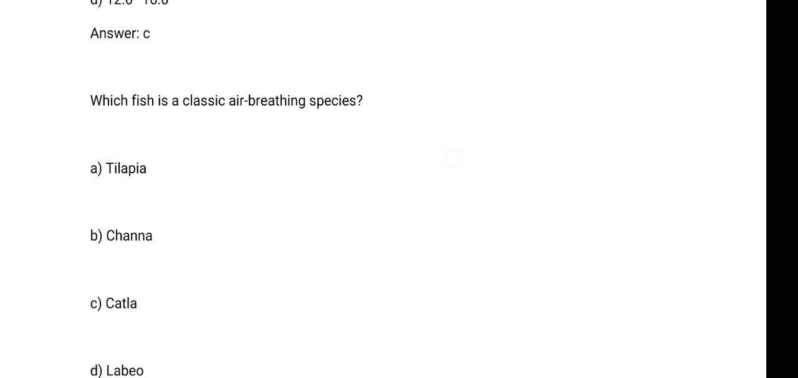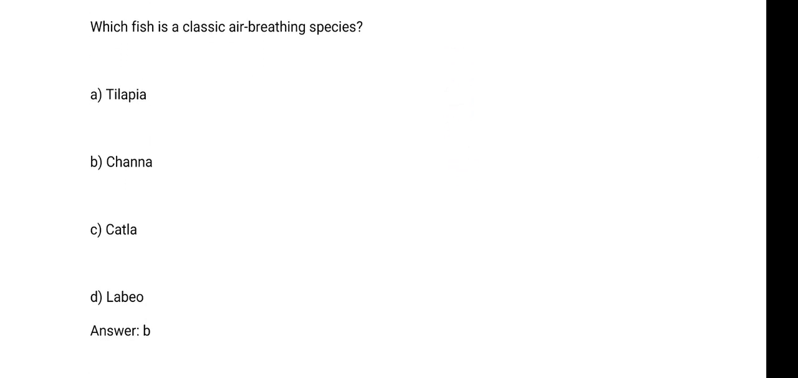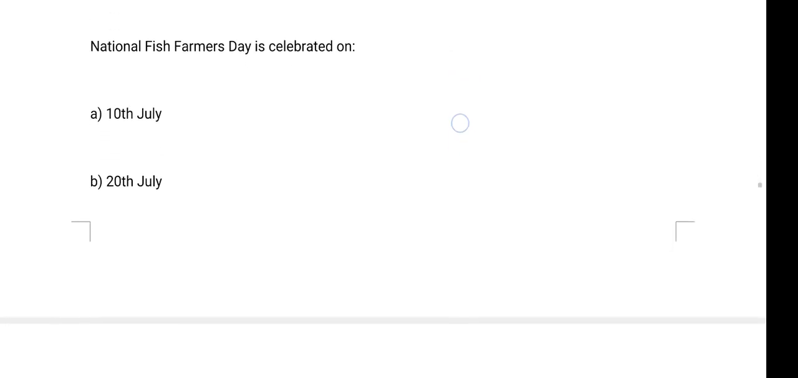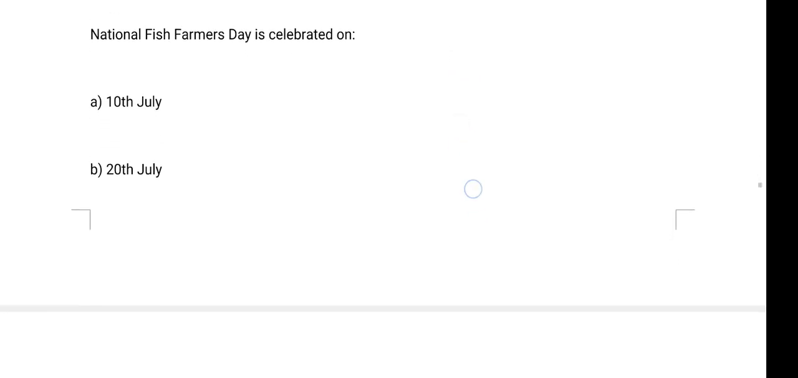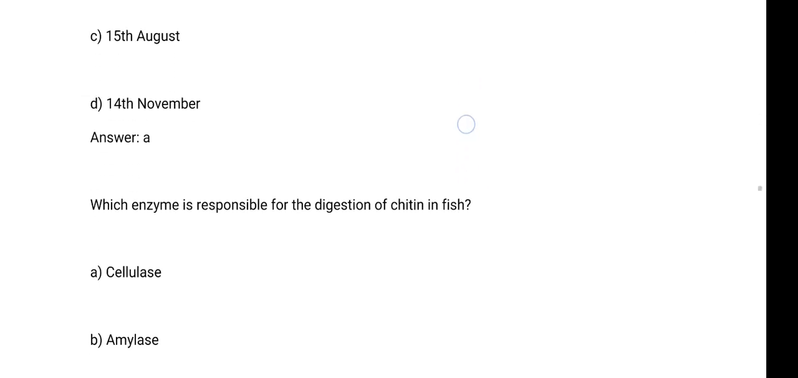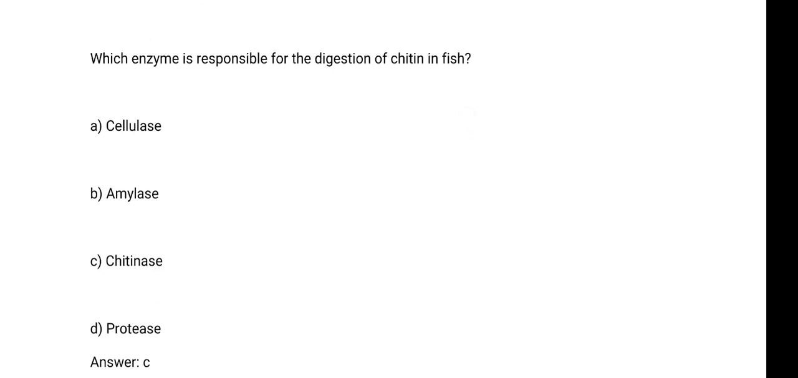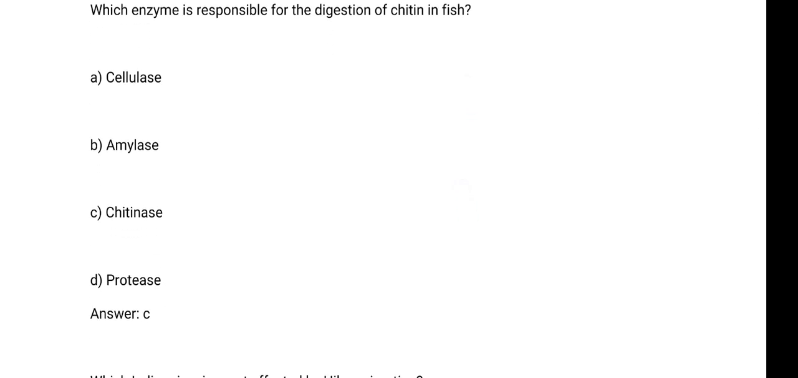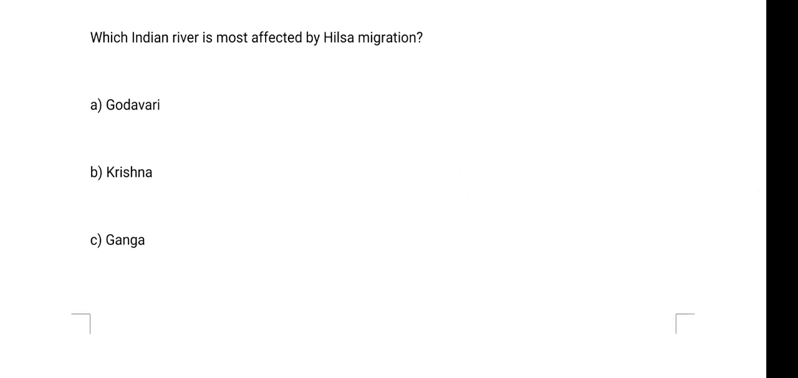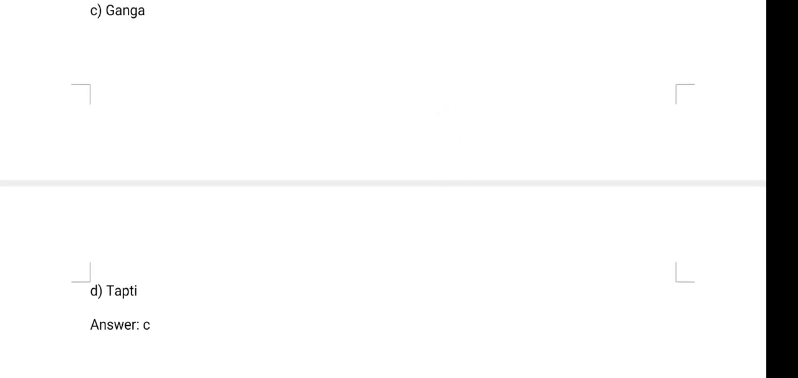Which fish is a classic air breathing species? So it is channa. National Fish Farmers Day is celebrated on, so the correct answer is option A, 10th of July. Which enzyme is responsible for the digestion of chitin in fish? So it is chitinase. Which Indian river is most affected by hilsa migration? So the correct answer is option C, Ganga.